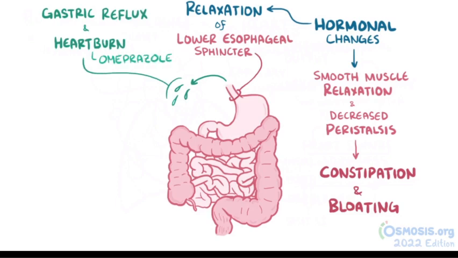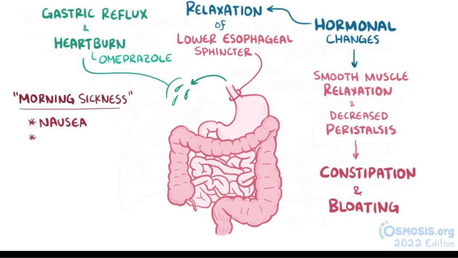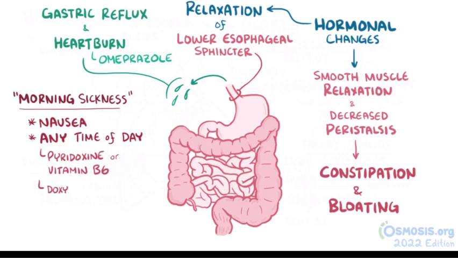Many pregnant women also experience morning sickness, which is nausea that typically happens early on in the pregnancy, but can actually happen any time of day and sometimes persist throughout the pregnancy. Pyridoxine, or vitamin B6, can help with the nausea. If not effective, a combination of doxylamine succinate and pyridoxine might do the trick.